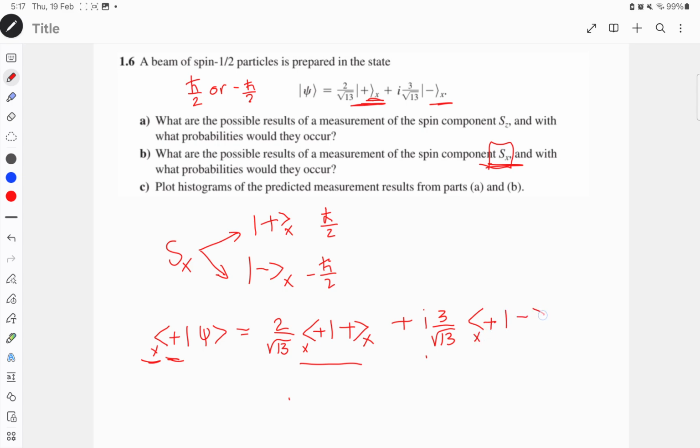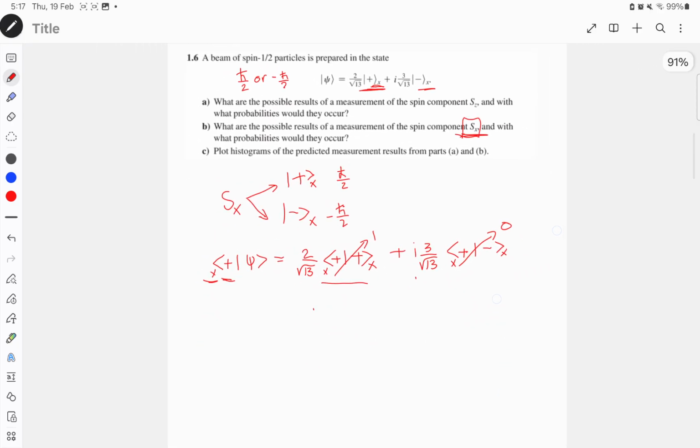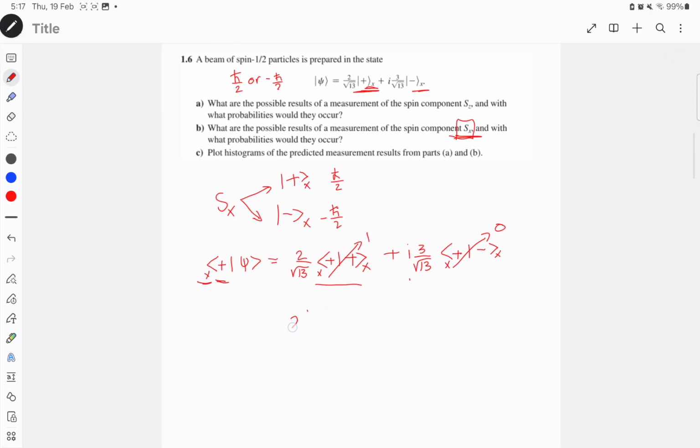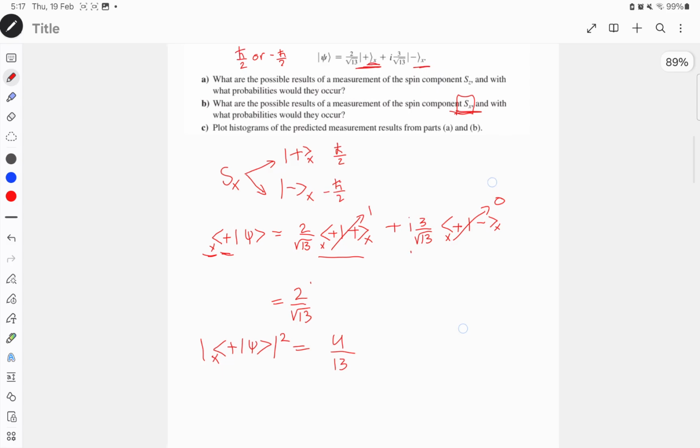Okay, that is minus x. This will give us 1. This will give us 0. So 2 over root 13. Okay, this is the inner product. The probability will be 4 over 13.